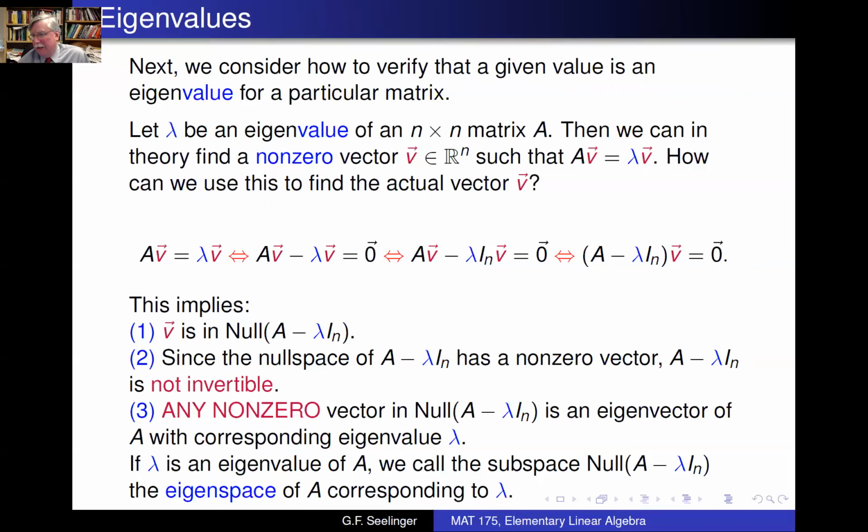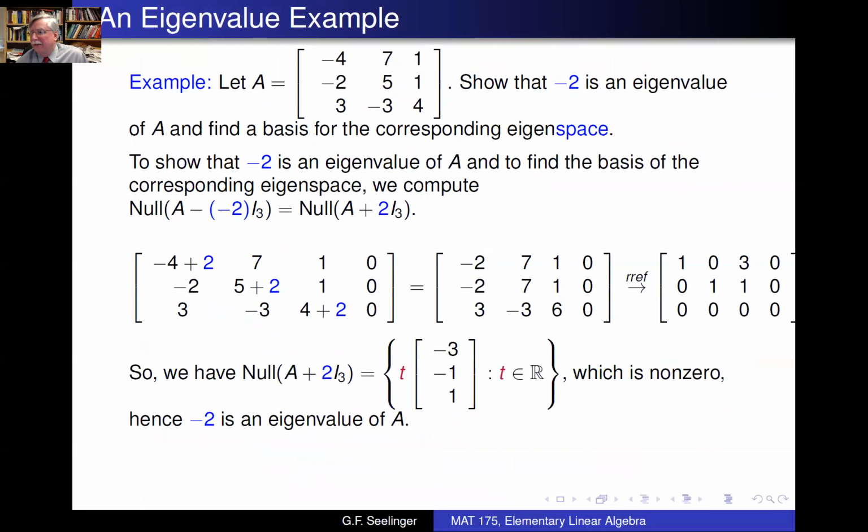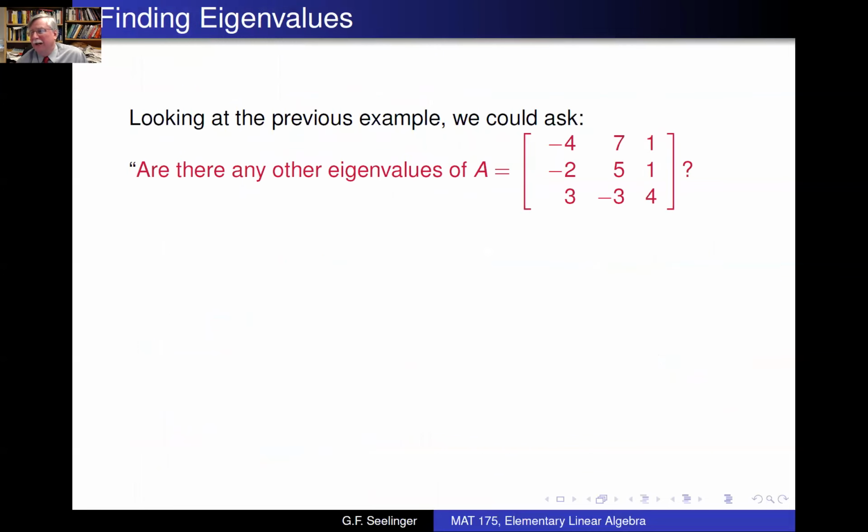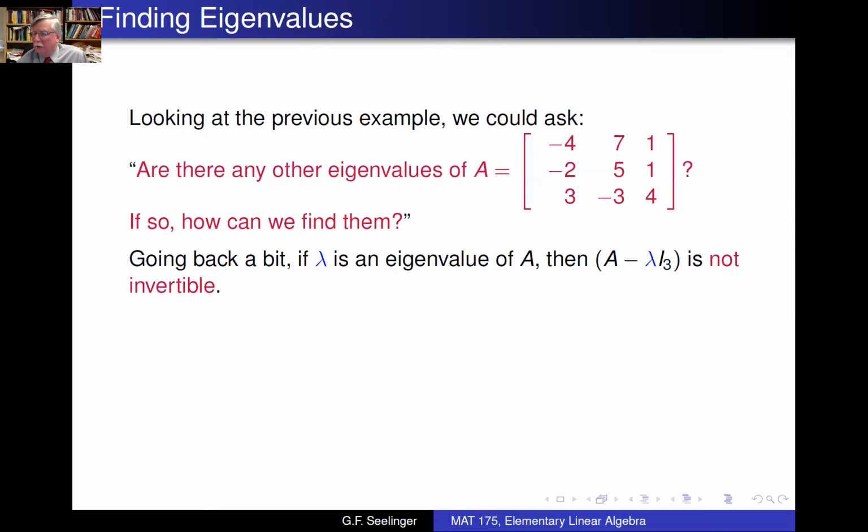Non-invertible. And so in chapter 3, we used the determinant to determine when a matrix is non-invertible, a square matrix, that is. So if we go back to here, are there any other eigenvalues? If so, how do we find them? Going back, if lambda is an eigenvalue of A, then A minus lambda I3 is not invertible. And this is where we use the determinant from chapter 3. That means the determinant of A minus lambda I3 is 0.